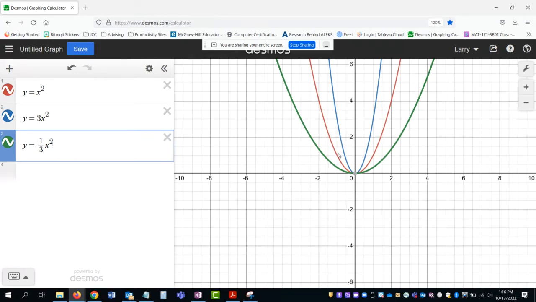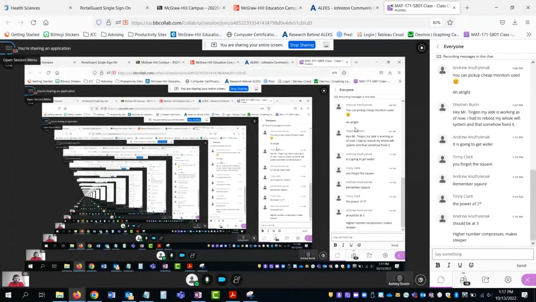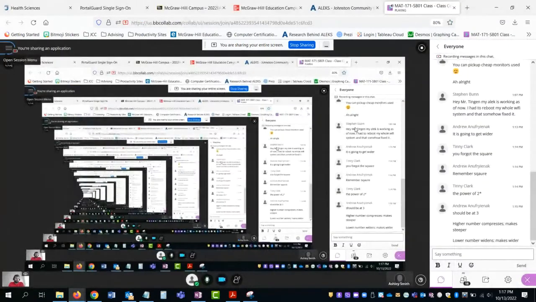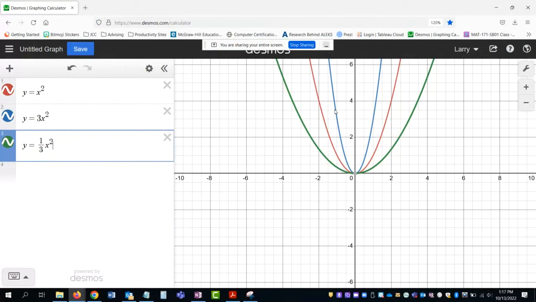right? And then what happens when a, that number on the outside, is larger than 1? It's a horizontal compression, which is a vertical stretch, right? I pull up, and that makes the parabola steeper. As you can see, you can look at them both ways. The higher number is going to compress this horizontally or stretch it vertically. Both of those concepts are correct.